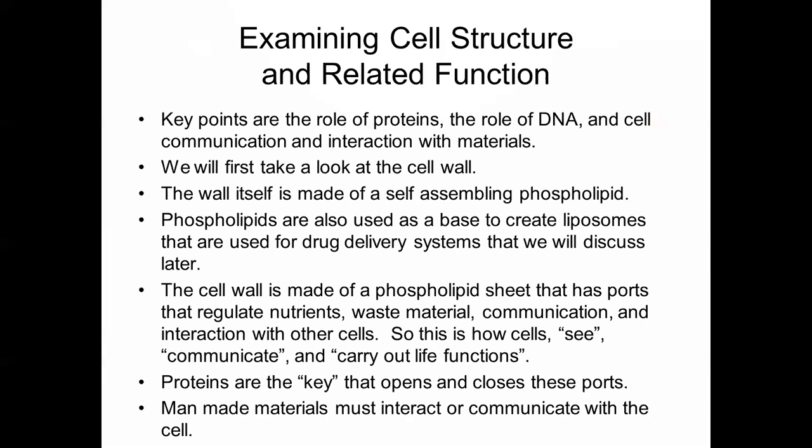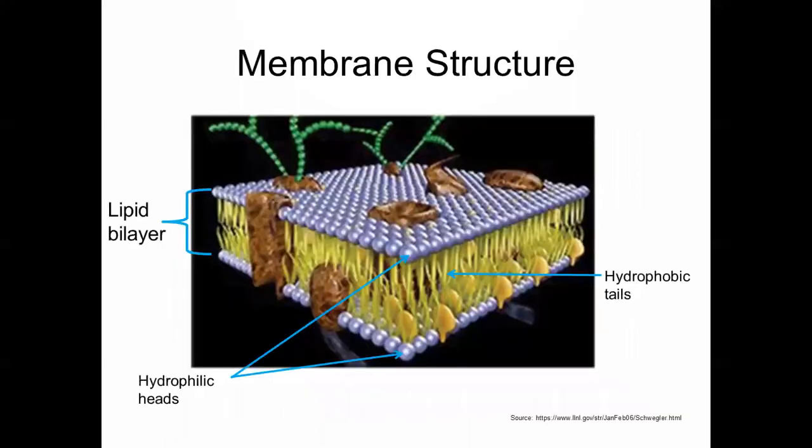And proteins are the key that opens and closes these ports within the cell, and man-made materials must interact and communicate with these ports and these proteins, or use these proteins within the nanoproduct. This shows a generic membrane structure, and this is the lipid bilayer that we can see in the middle, represented by those yellow tails, and those purplish spheres are the hydrophilic phosphate heads. So we can see that this is a lipid bilayer, where we would actually have a lipid facing, in this picture, up and down, or north and south.